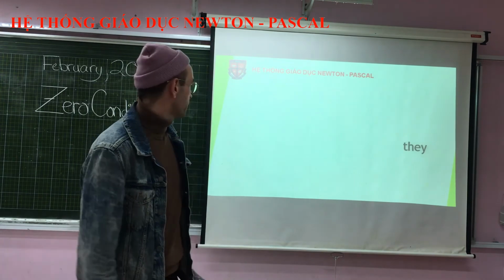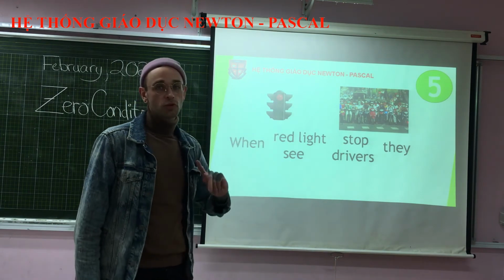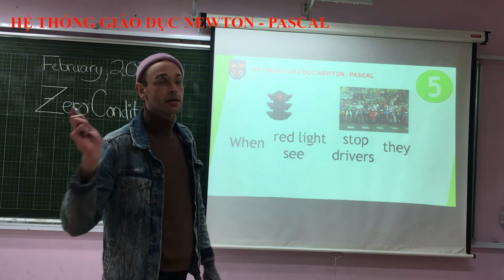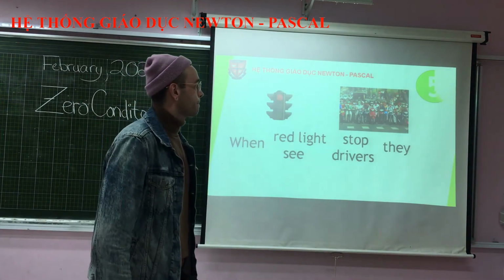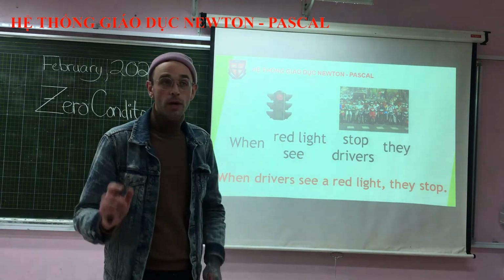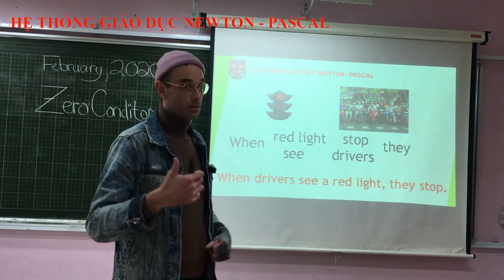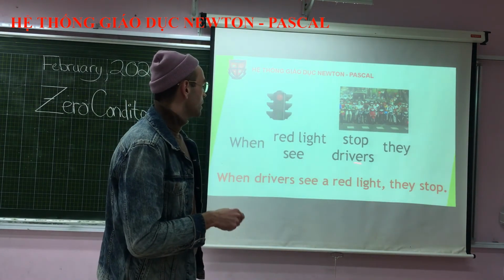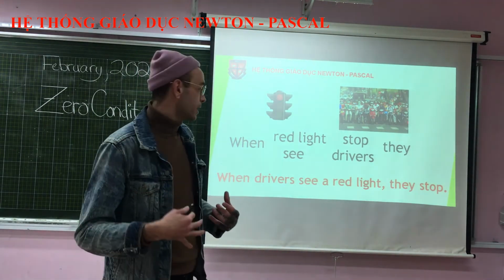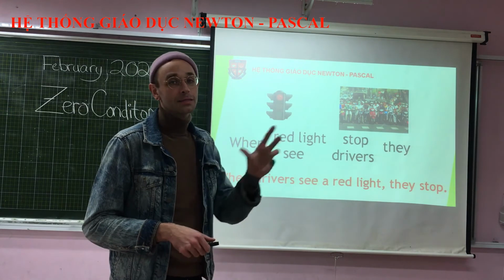Let's look at another example. All right, so we have a traffic light, we have some drivers. You have 5 seconds to arrange these words into a correct sentence, starting now. Okay, so our correct answer should be, when drivers see a red light, they stop. So we have here our if clause. We have the word when, not the word if, but same thing. On the left side, comma, then our main clause on the right side. Remember, our main clause tells what happens.